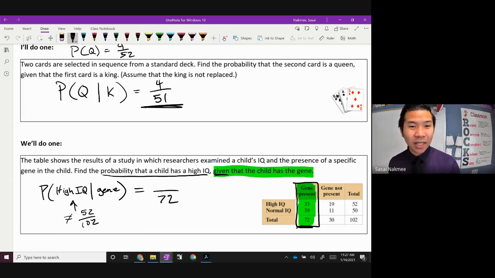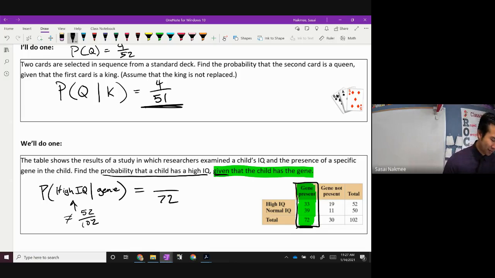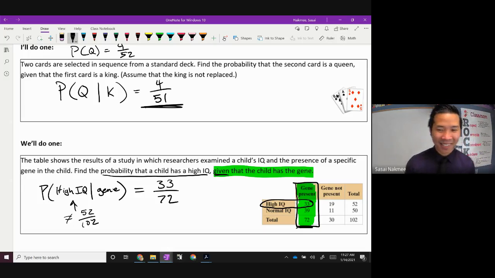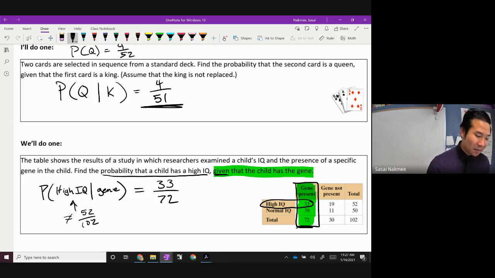Out of those 72 kids that have the gene, how many of them have a high IQ? I can't not hear it now. IQ. Have a high IQ. Out of the 72 that are there, 33 of them have a high IQ. So what's the probability that you select someone with a high IQ? I take responsibility. Oh, Calvin. It's 33 out of 72. And that's your answer.